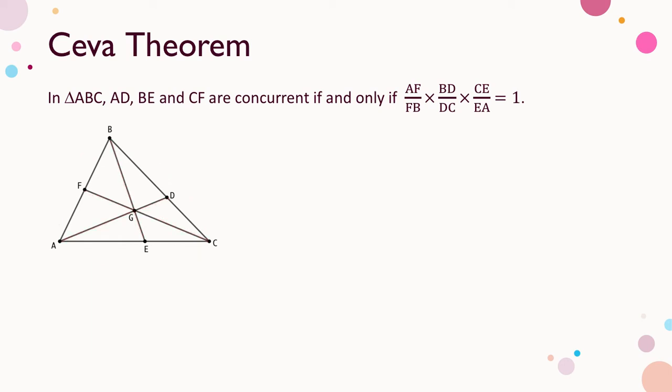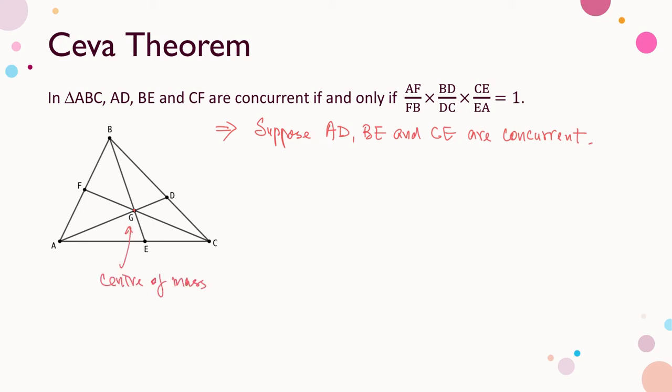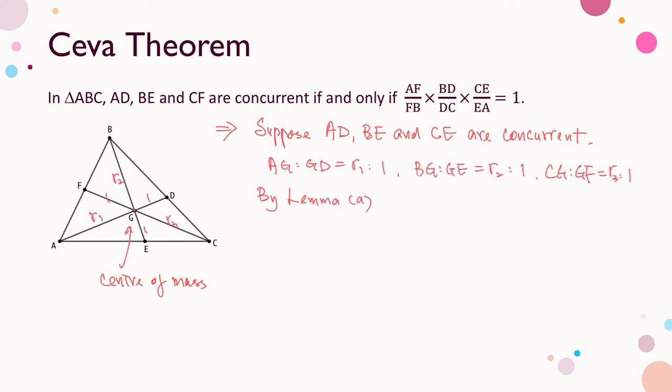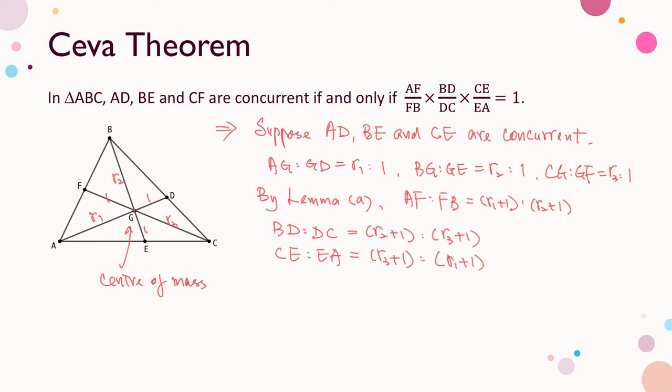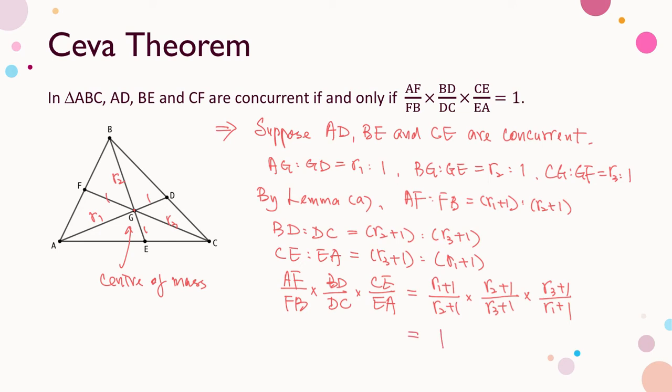Suppose AD, BE, and CF are concurrent. Let them intersect at G, and regard G as the center of mass of the triangle. Denote the ratios like the ones in the lemma. By lemma A, we have AF to FB equals r1 plus 1 to r2 plus 1, BD to DC equals r2 plus 1 to r3 plus 1, and CE to EA equals r3 plus 1 to r1 plus 1. Substitute the results into the product. The product is 1. The first part is done.